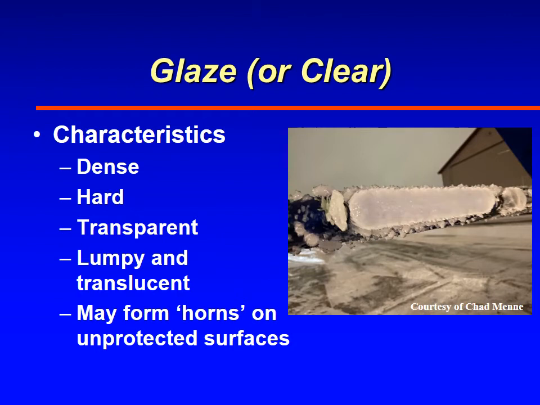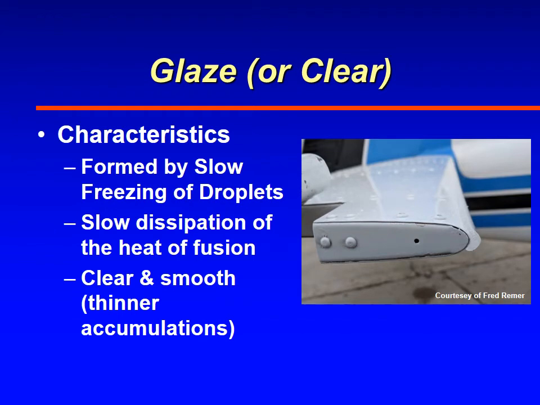But it's not always clear. Sometimes as it starts to accumulate, it might be a little bit more difficult to see through it. And also, as you get more and more accumulation, you start to get really strange bumps, which we call horns, especially on unprotected surfaces. Glaze or clear ice is formed by the slow freezing of droplets. As water droplets strike an airfoil or aircraft structure, the freezing process releases latent heat, the heat of fusion. And that slows down the freezing process, so you tend to get a more dense type of ice.